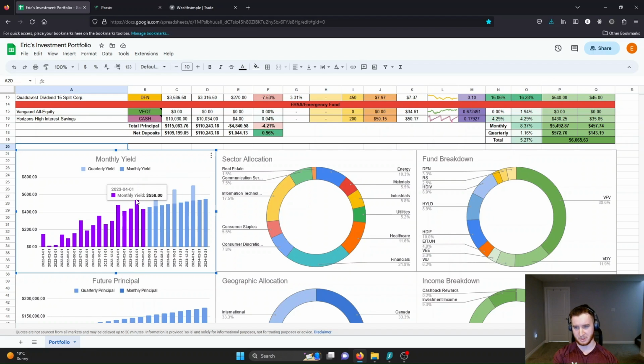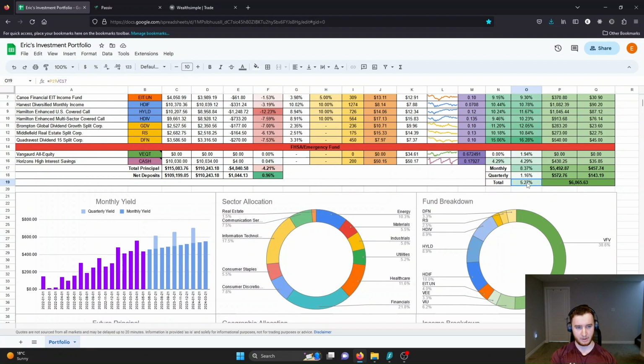My last quarterly being around 558, because then I'm getting both my monthly and quarterly in the same month, so that's why it's higher on the quarter. And then here's just my projected monthly and quarterly yields, based on if I contribute $2,500 per month, and the current yield of my portfolio being 5.27%, being 8.37 monthly and 1.16 quarterly.